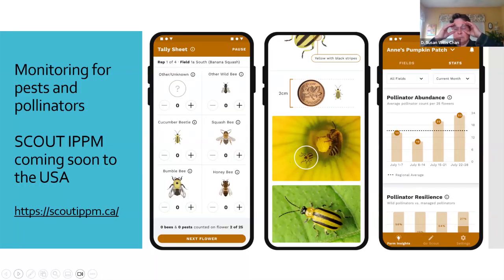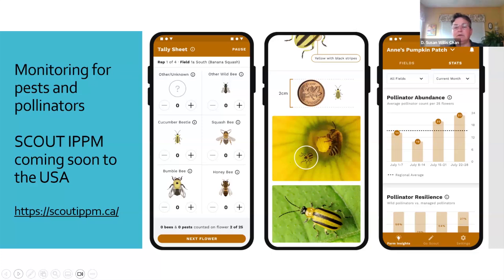Okay, the next thing is monitoring for pests and pollinators. I'm sure that if you are a crop scout, at this point you are using some kind of tool to monitor for pests, and I'm sure that tool is really great. However, I am trying to find ways to monitor pests and pollinators together. What I'm presenting here is a tool that I have developed with some collaborators in Canada.